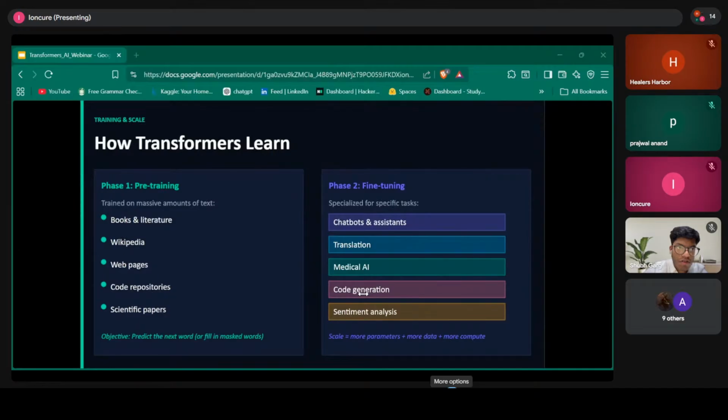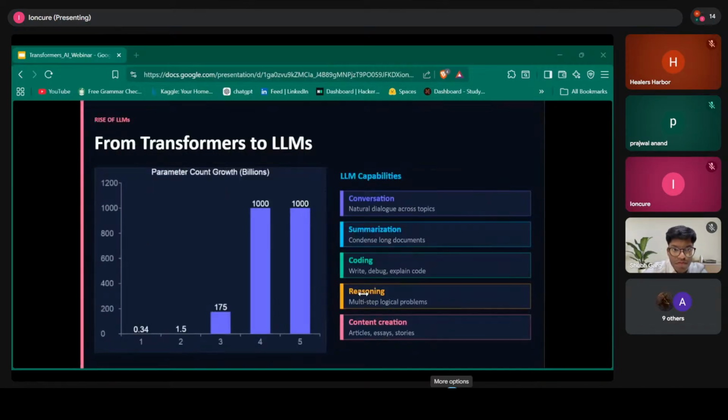Then it comes to fine-tuning. The pre-trained model is specialized for a specific task, like being a chatbot, translating language, or writing code. The key insight here is scale. The bigger the model, the more data, and the more compute, the better and more surprising the capabilities become. So pre-training at scale gives us large language models, LLMs.